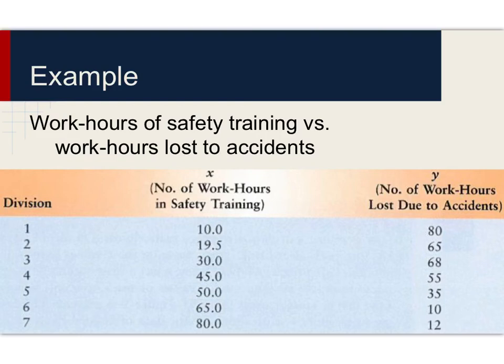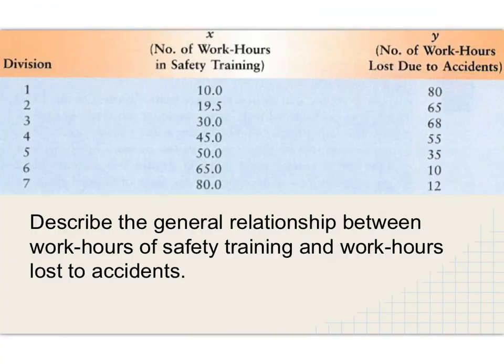Let's describe correlation here. We have a new problem where we are comparing the number of work hours of safety training, that'll be our x, versus the number of work hours that are lost due to accidents, y. One would hope that as x increases, as the number of safety training hours increases, the number of hours lost to accidents, y, would decrease. And that is, at first glance on the table, certainly what appears to be happening here. But at least for right now, we need to plot these points in order to be confident in our conclusion. So let's take this data table and plot the points and describe the general relationship between the work hours of safety training and the work hours lost due to accidents.